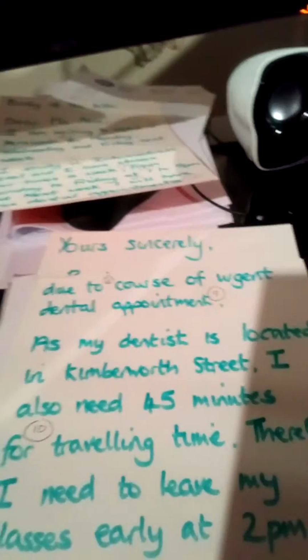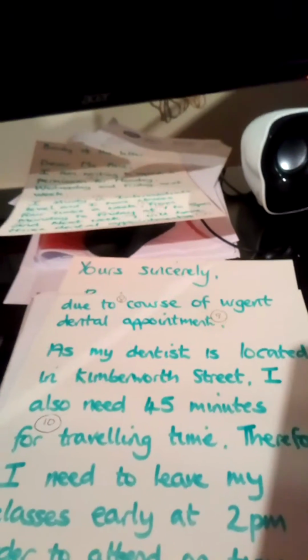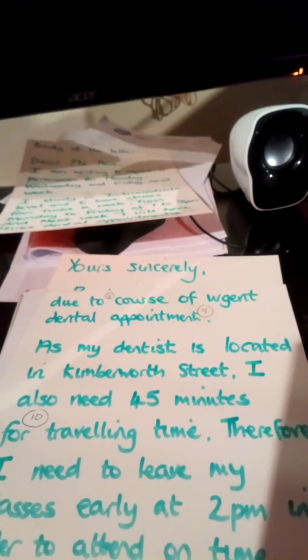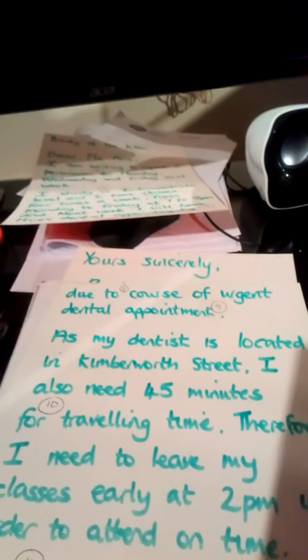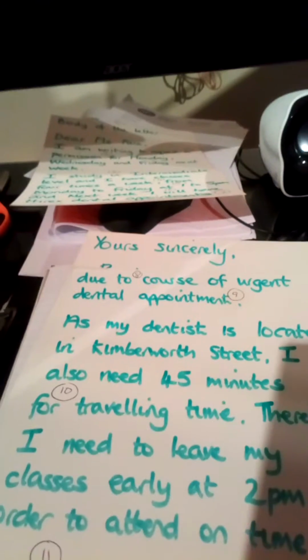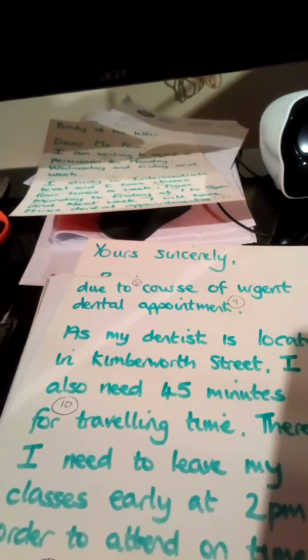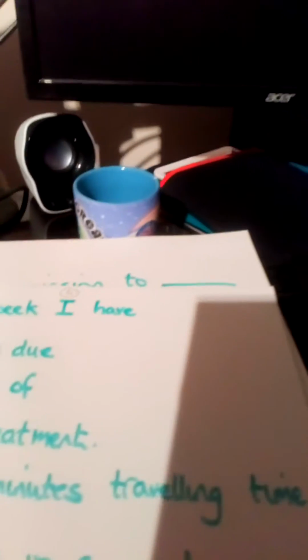And then we move on to adding a little bit more information, which I was really impressed with. Where is your dentist? It's quite a nice phrase, this. As my dentist is located in Kimberworth Street. What a fantastic way to begin a sentence. I also need 45 minutes for travelling time. I think you can leave that as it is, but I've also added in that sometimes English people might take out that 4 and say 45 minutes travelling time.